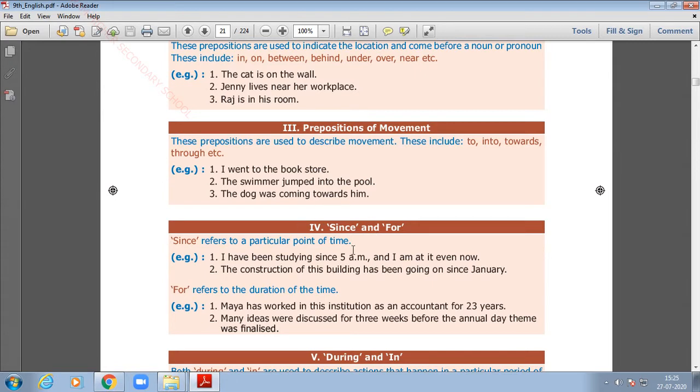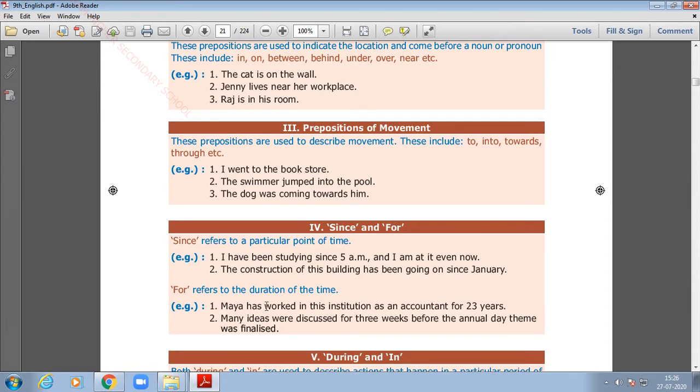Okay, and these two are very important. These are the time based prepositions that indicate time. Since, that started once upon a time and is still continuing, and for talks about a particular period of time. Okay, now I think read the sentences again so that you will understand the difference. I have been studying since 5 a.m. and I am at it even now. You are still proceeding with it.